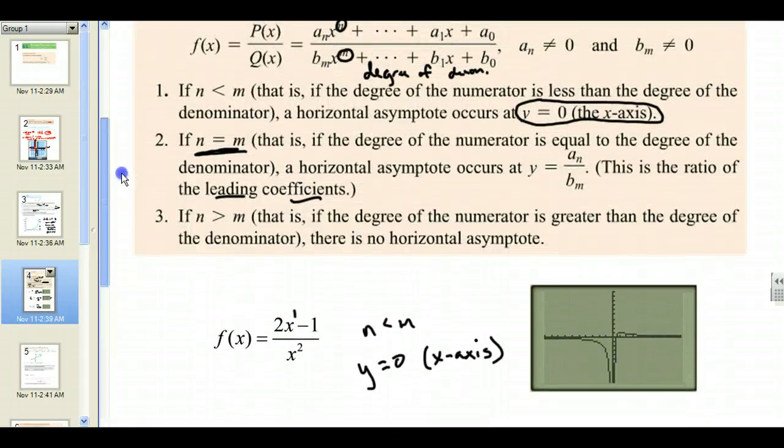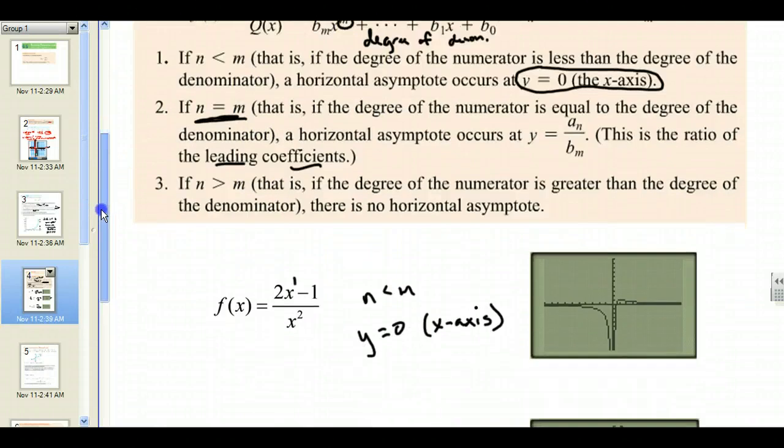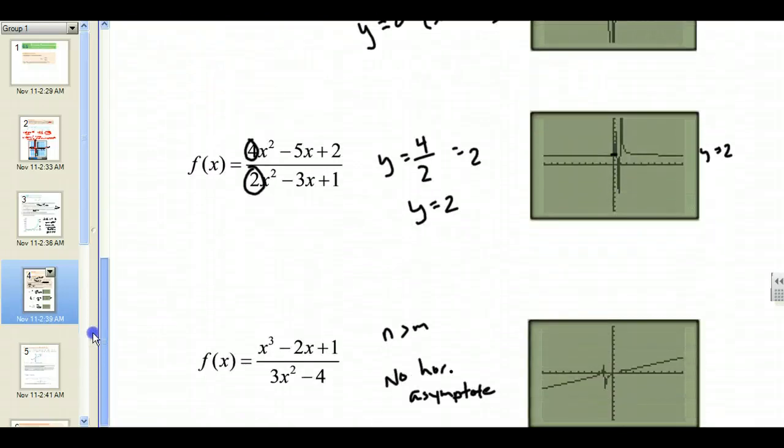So again, just take the time, pause it there if you need to, but it's all about the degrees, the top and the bottom. The highest power in the numerator and denominator will determine your horizontal asymptotes.